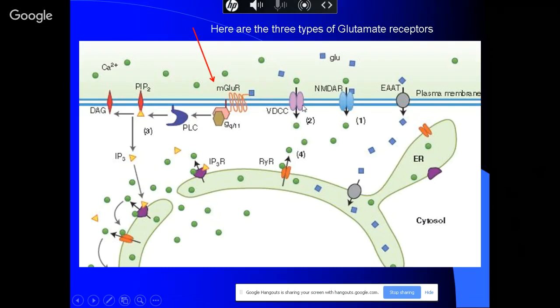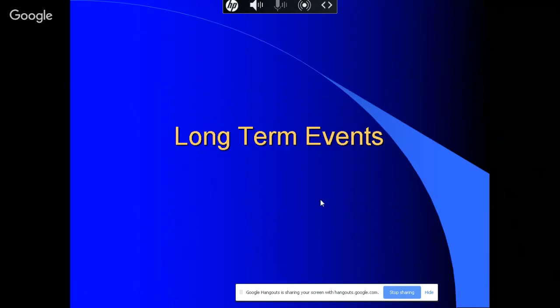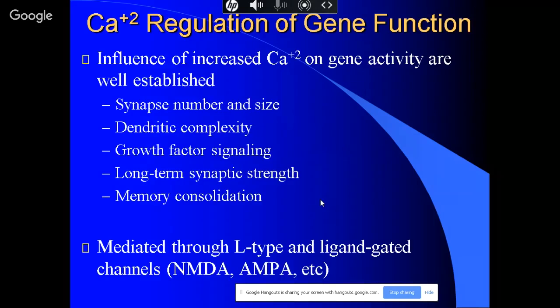Look here. Here are all three glutamate channels adjacent to one another, and they're showing you the different relationships of these three glutamate channels. This is the AMPA, excitatory amino acid terminal. Very good diagram. So let's finish up with the long-term events of calcium influx into the cell.